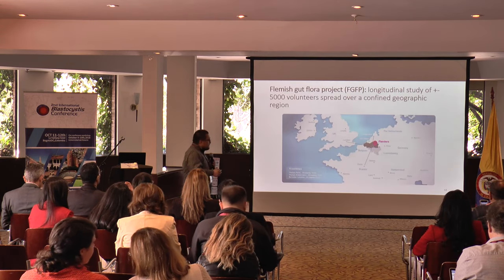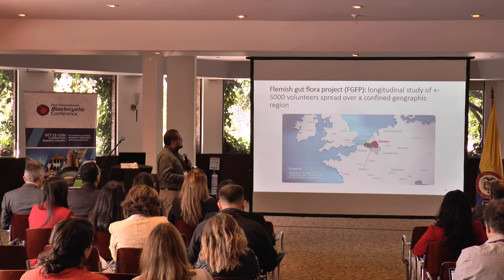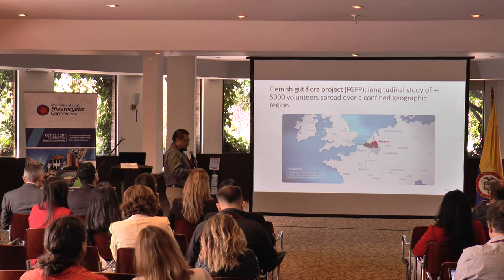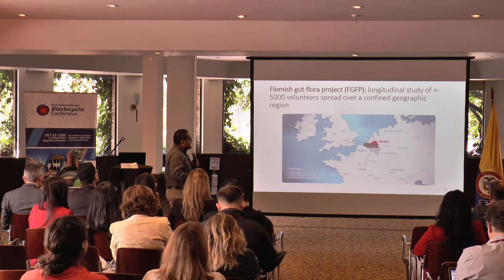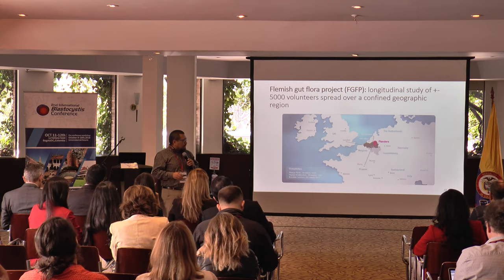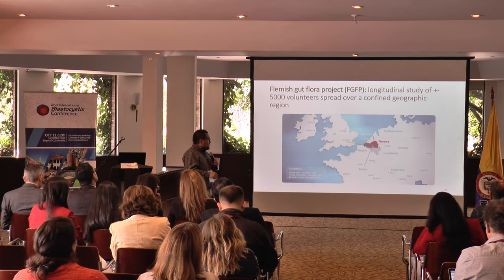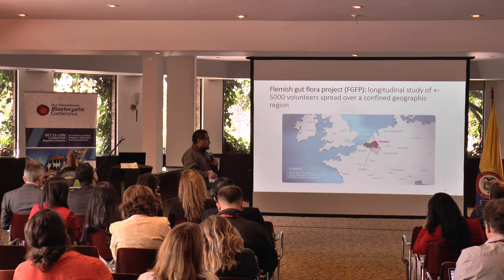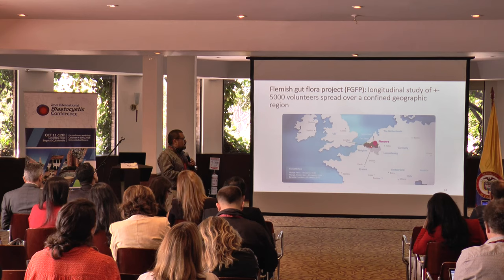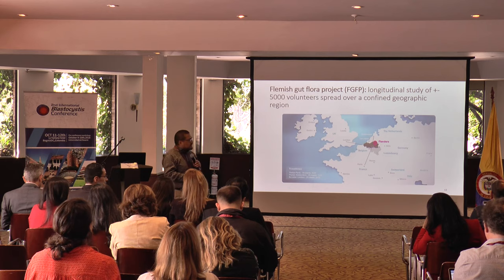So right now, let me tell you a little bit more about the FGFP. It's the Flemish Gut Flora Project. It's a longitudinal study of around 5,000 volunteers. Belgium has a population size of around 12 million people, and it's split in three regions: Wallonia, where they speak French, Brussels, the capital of Belgium, and Flanders, where they speak Dutch.